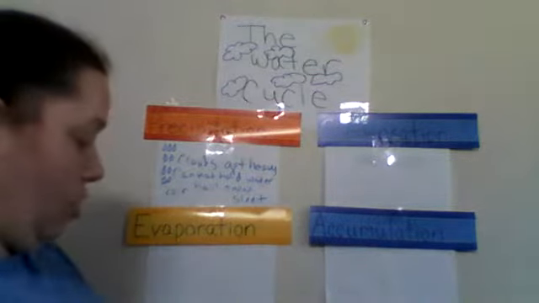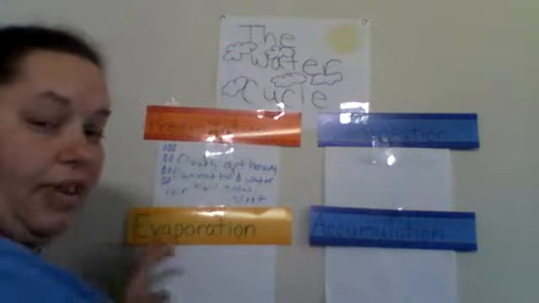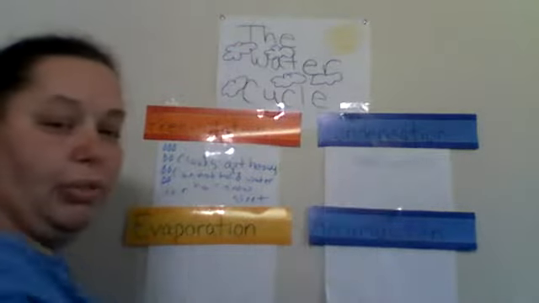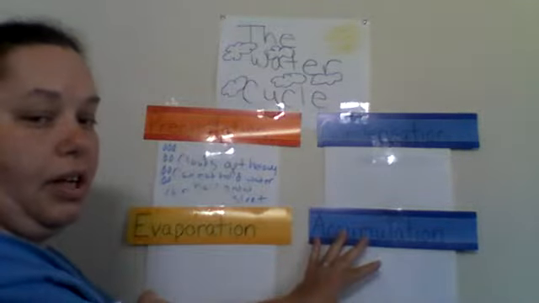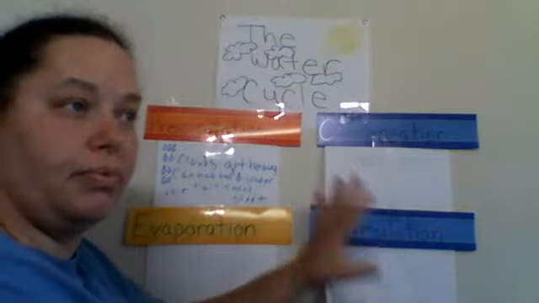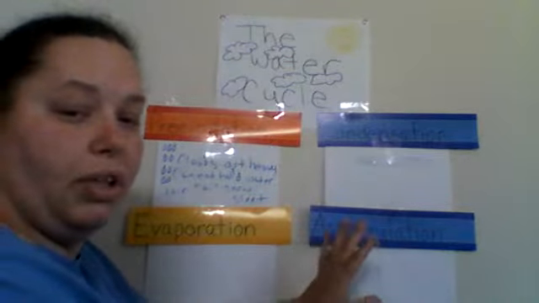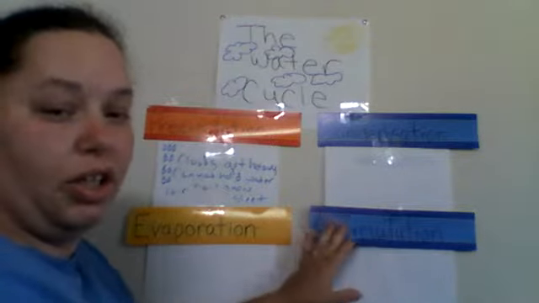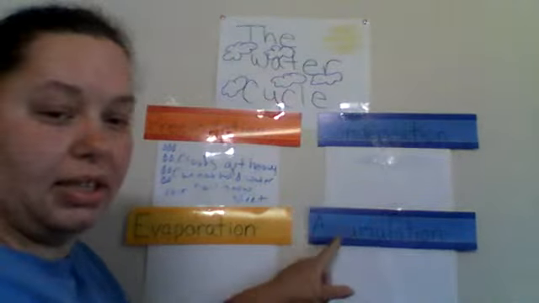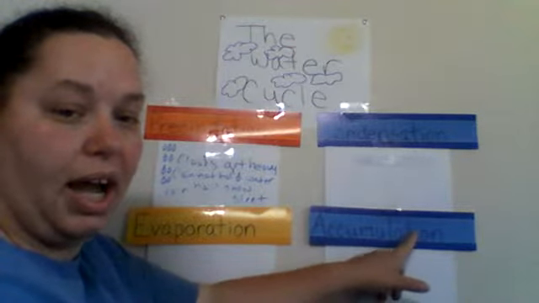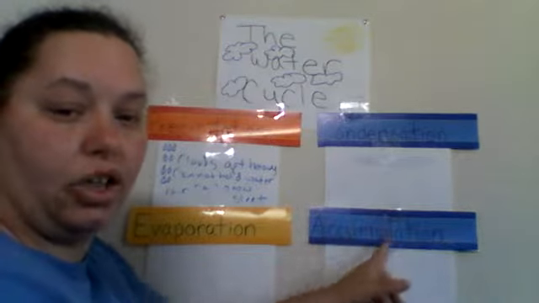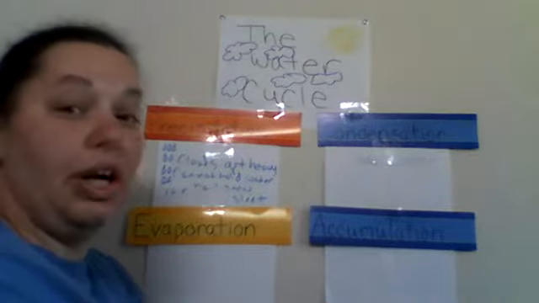Okay, now I have found I have evaporation and accumulation switched. So when it falls down, it actually goes over here. Usually it goes in a circle, but I have it switched around. Now, when it's on the ground, it's called accumulation. Accumulation. Good.